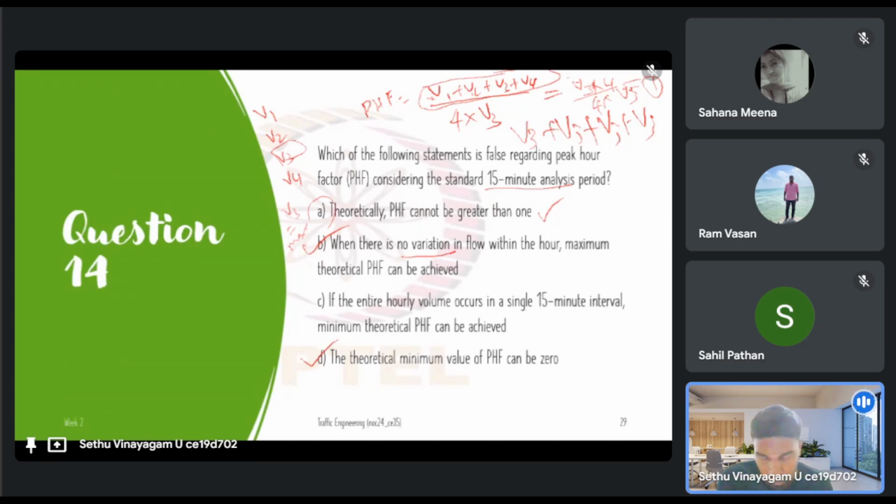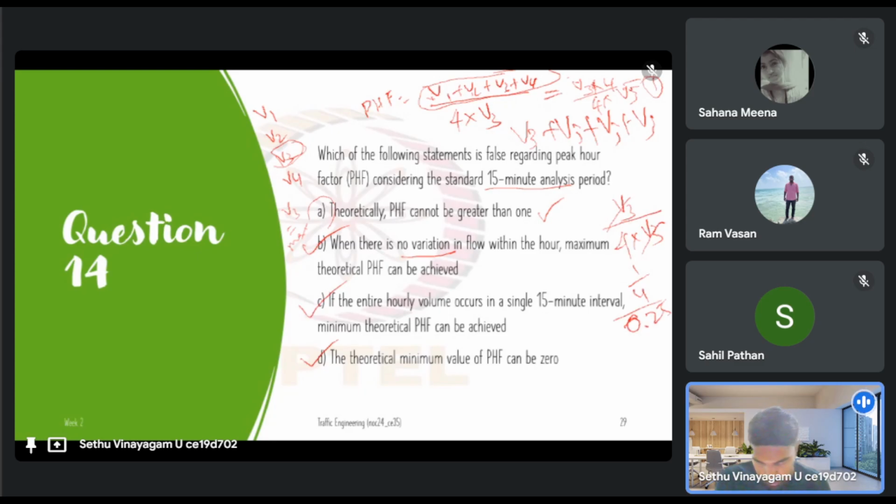So option C is about the minimum value. The minimum value occurs when the entire hourly volume occurs in a single 15-minute interval, which means that V3 is the maximum and that is equal to the hourly flow, which means in other periods no flow occurred, right? So V1, V2, and V4 are 0. So the numerator is just V3 because the other three are 0. The denominator is 4 times V3, right? So this is when the ratio is at its minimum, which is basically 1 by 4, 0.25. So this is the minimum value, and this is the scenario in which it occurs.